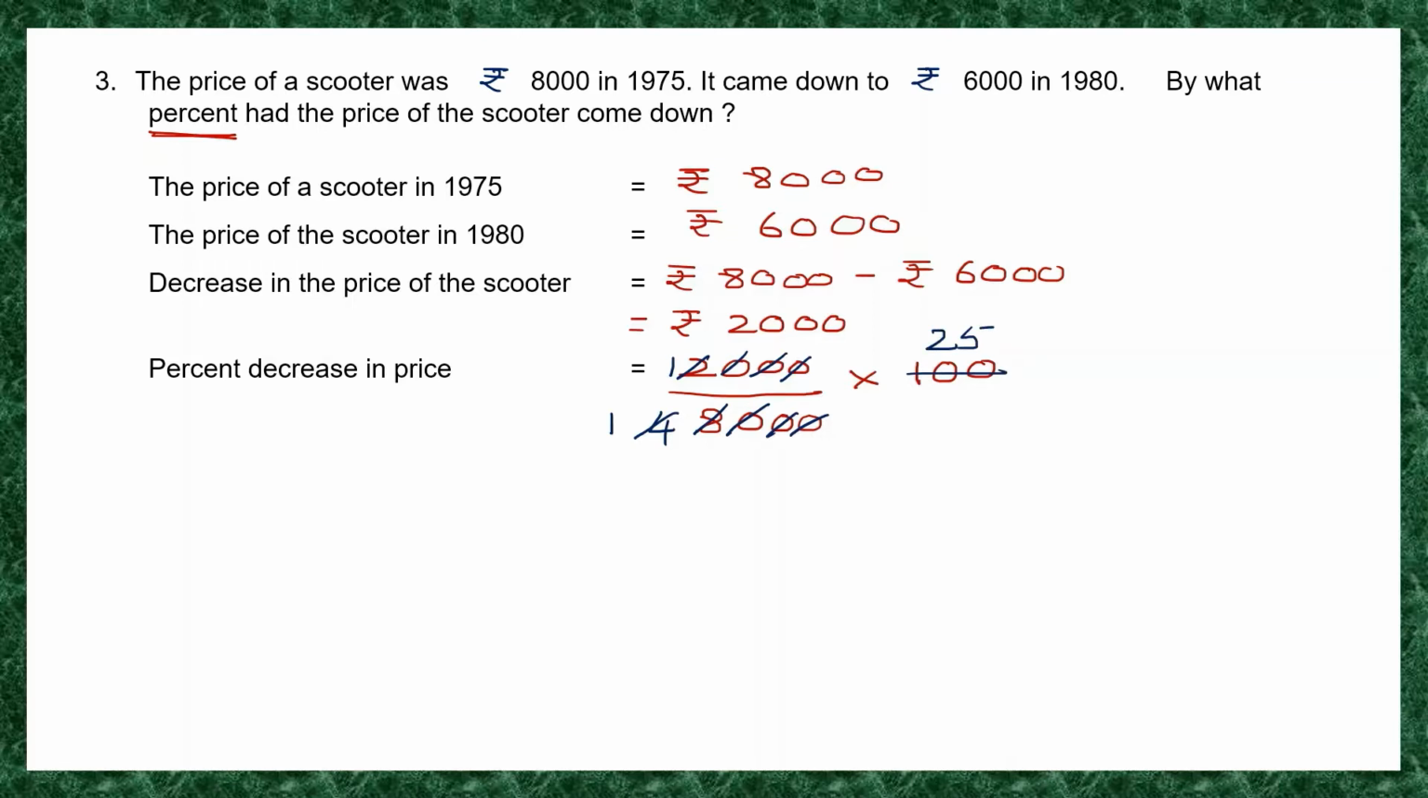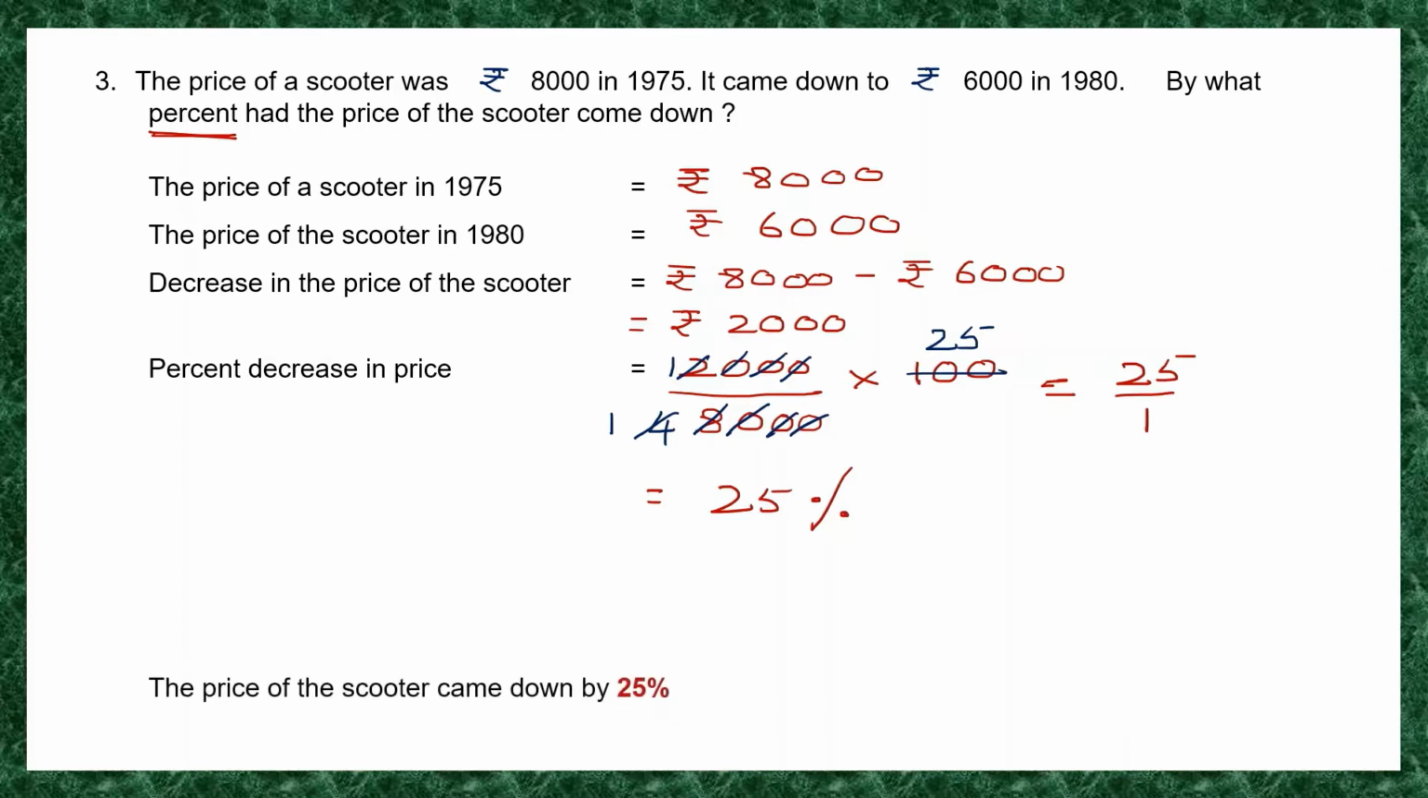So let me multiply my numerator. 25 into 1 is 25 and my denominator is 1. 25 by 1 will be 25%. So the price of the scooter came down by 25%.